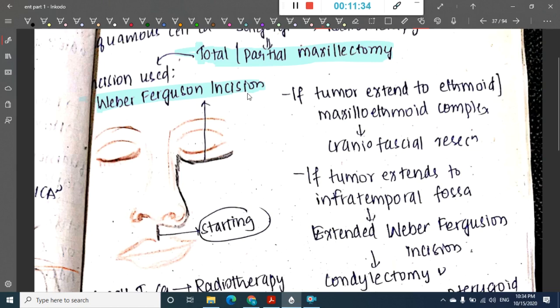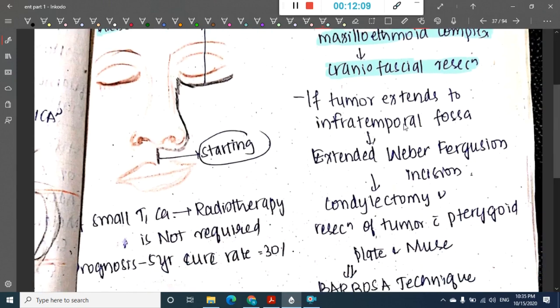If this tumor is a cancer, it easily spreads to other parts of the body, most commonly to the surrounding structures. If the tumor extends to the ethmoid and maxilla, that is the maxilloethmoid complex, then we call it craniofacial resection. If the tumor extends, we will have to do craniofacial resection.